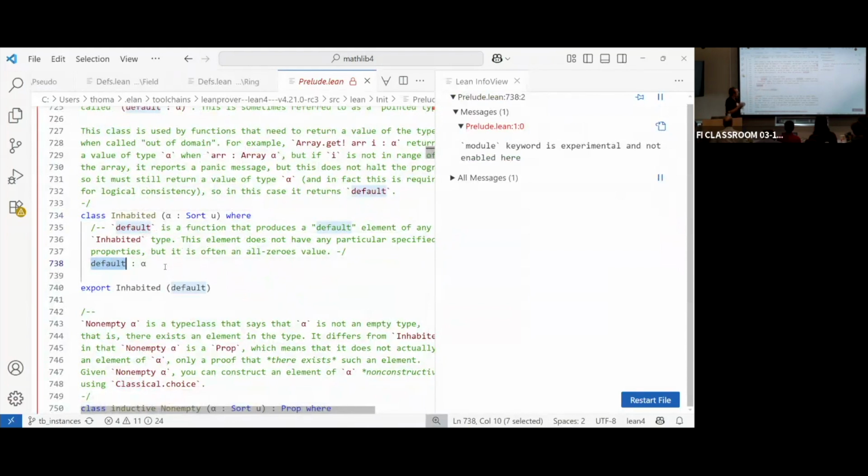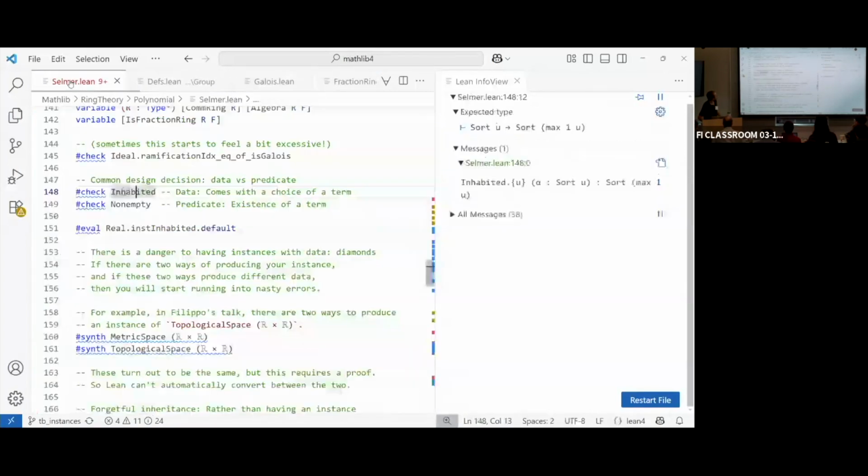It remembers which element you chose. So when you're carrying around inhabited, you're actually carrying around a specific element. And the problem is this may be non-canonical. It may be annoying to choose a specific element. It also means that if you have two different instances of inhabited and they have different elements in them, then they aren't actually the same. It causes some problems sometimes. So inhabited is a thing you can use, but usually people use non-empty instead.